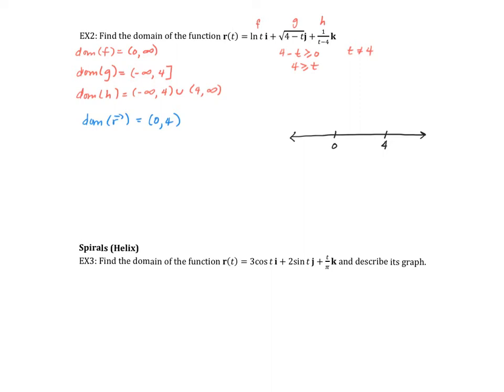If I look at the domain of f, that goes from 0 to positive infinity. So maybe I'll use red here. At 0, it's undefined, so I'm going to use an open circle, and then everything to positive infinity. So that would be the domain of f. G is negative infinity to 4, and I can include 4. Oops, so that would be G. H is everything except 4, so open circle at 4.